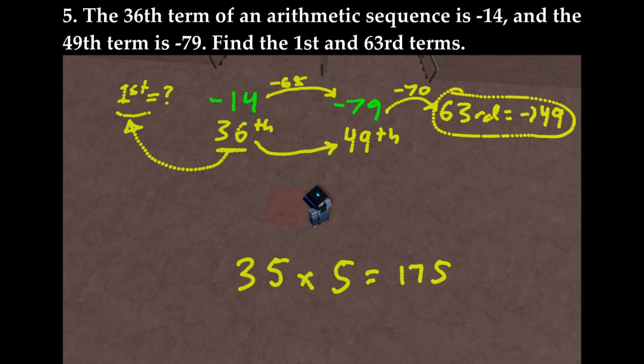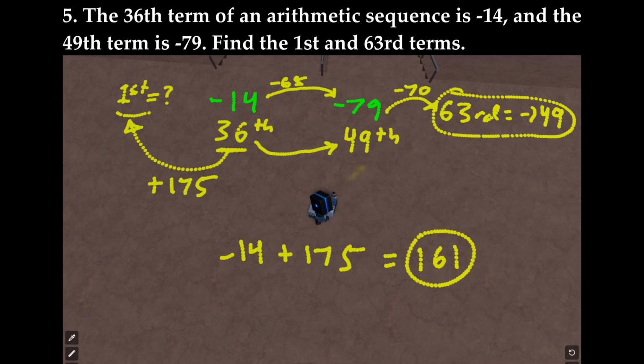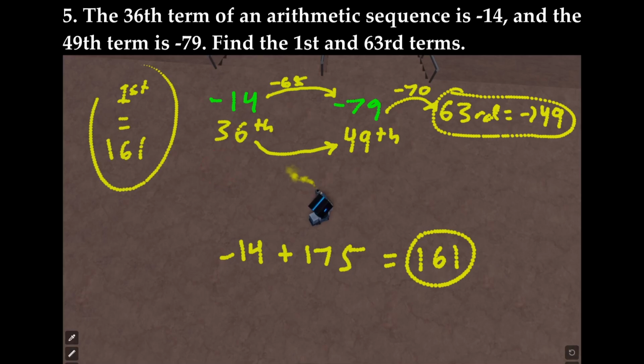So to go from the 36th term to the first term, you have to add 175 instead of doing negative 175, because we're going backwards. And now just go from negative 14 to the first term by adding 175. And if you do that, you'll get that it is equal to 161. So the first term was simply equal to 161. And just like that, we're done.